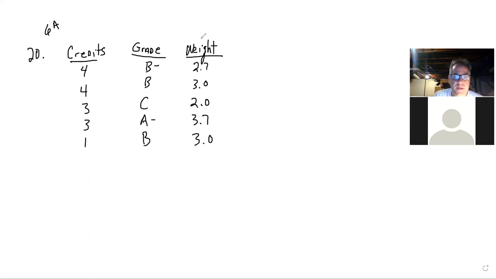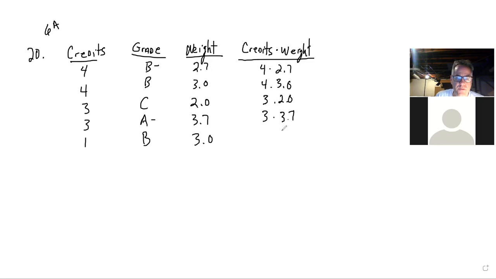Now, this is where the weighting is going to come in. So these courses were 4 credits. These were 3. That is 1. So this is going to be the credits times the weight. And so that will be 4 times 2.7. This will be 4 times 3.0. 3 then times 2.0. 3 times 3.7. And 1 times 3.0.